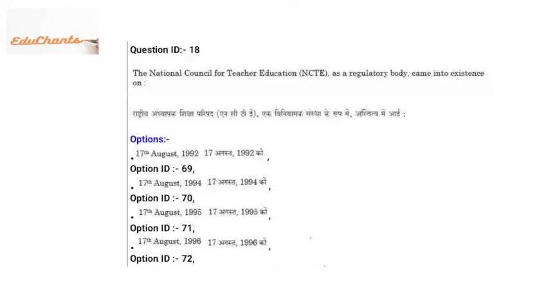Okay. Next. NCTE, National Council for Teacher Education, as a regulatory body, it came into existence on what day? Definitely, without seeing the option, you can tell, sir, NCTE Act came in 1993 and NCTE was set up in 1995. So you can discriminate here 1992, 1994, 1996 and 1995. Don't have to look after the dates or day, 17th August. You just have to pick up the year. Okay.